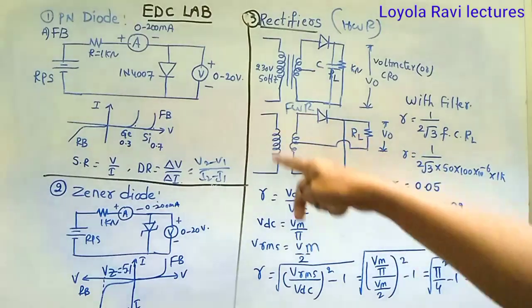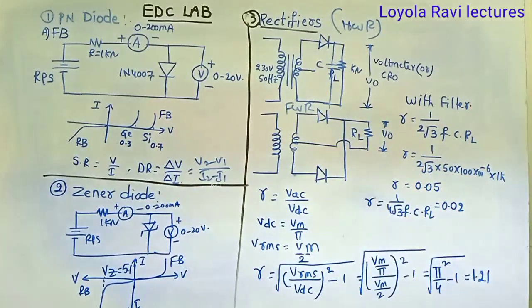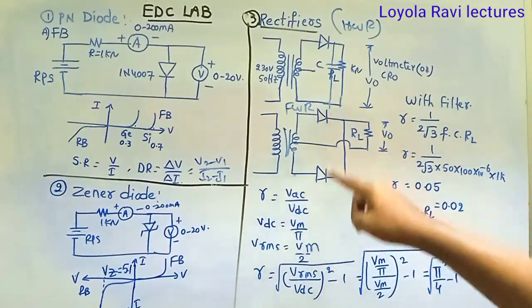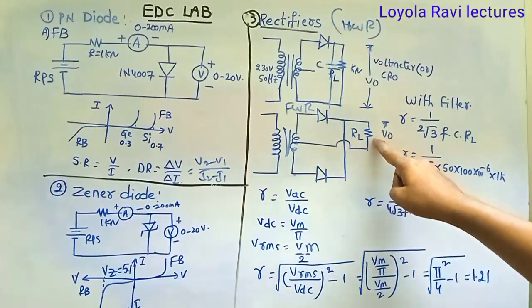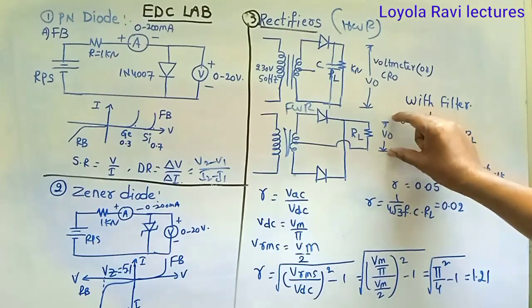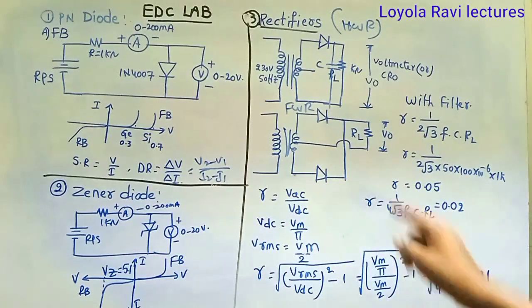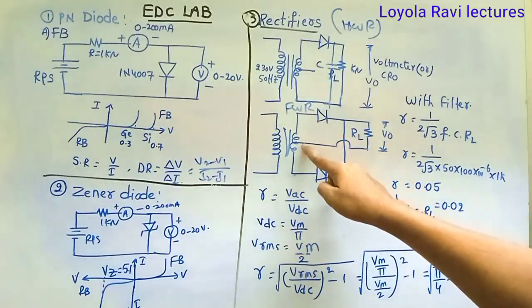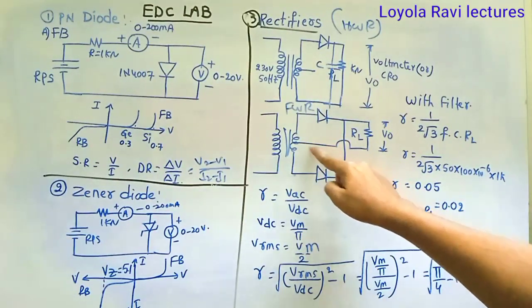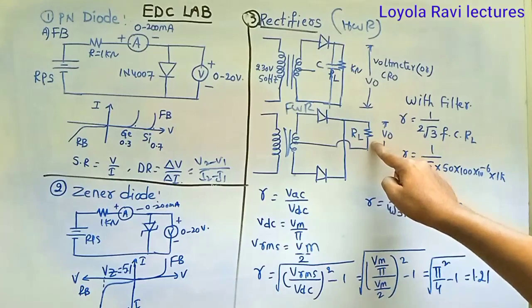Then similarly go for the full wave rectifier. Here the circuit is only different. This is the transformer. Here we are using 2 diodes and across RL we are taking output. It may be a voltmeter or CRO. If you connect a CRO, you will observe the waveform. If you connect a voltmeter, you may get voltage directly. So here positive, negative and ground terminal. This ground terminal is connecting to the load resistance.